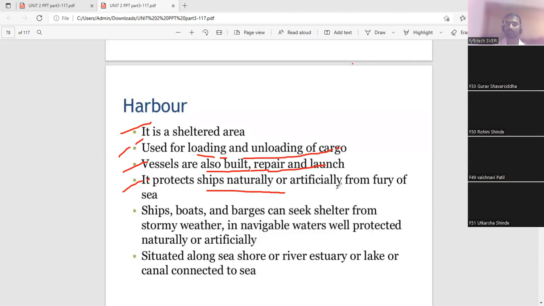It protects ships, naturally and artificially, from the fury of the sea. It means cyclones and storms. When they come, the harbor provides shelter to that particular ship. Ships, boats and barges can seek shelter from stormy weather. A storm means very large waves. The water is calm and well protected, naturally or artificially. This harbor is situated along the seashore, or a river, estuary, lake or canal connected to the sea. At that place the harbor is made.